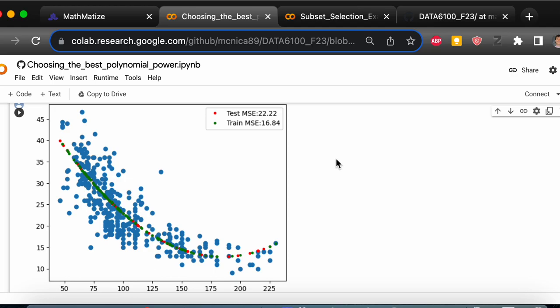The training mean squared error went down to 16. Big improvement in the training error. But the test error, 22.22. It went down a little, not very much. And you can see roughly how it's doing.